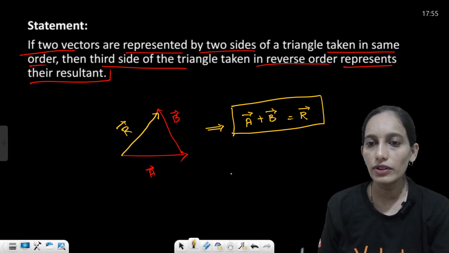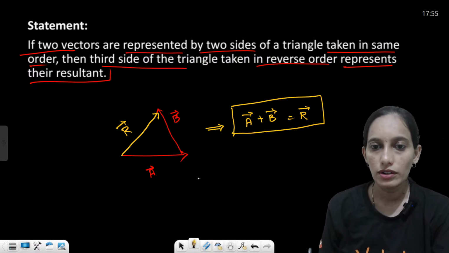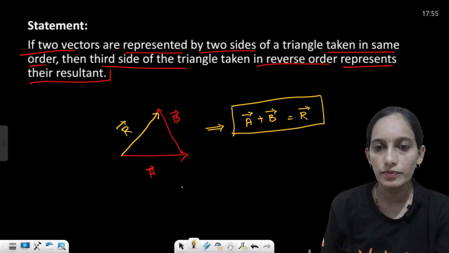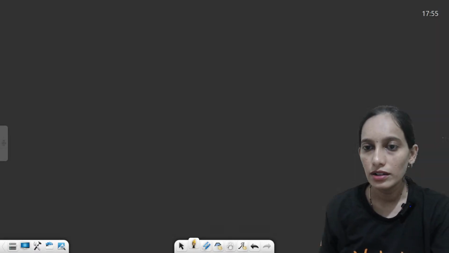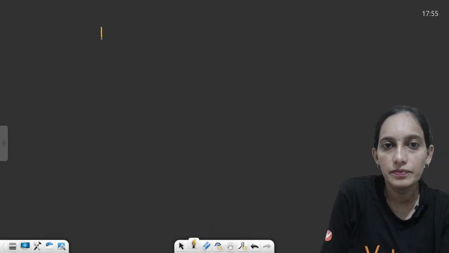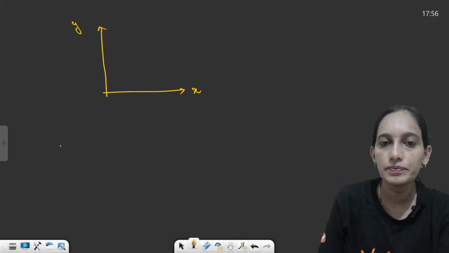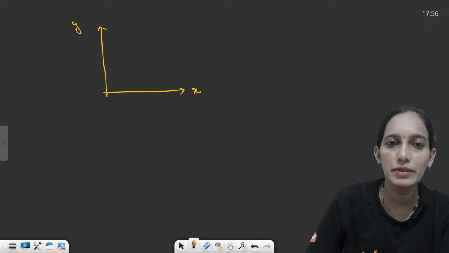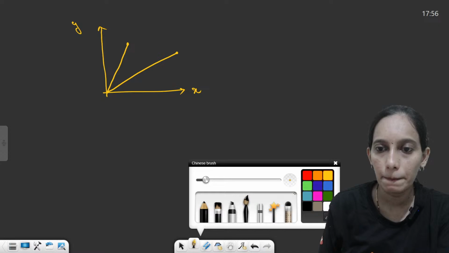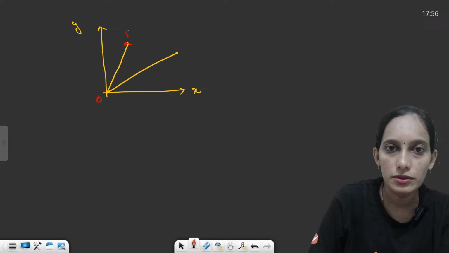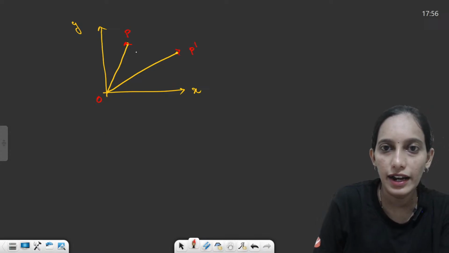This is one of the graphical methods to find the resultant of vectors. I will give you one simple work, just let me know whether you are able to apply this triangle law of vector addition. So instead of randomly considering the vectors, let me say I have a coordinate axis XY, it's a plane. Take the previous diagram where the particle P was here and then P was here. So this is my origin, this is P, this is P dash.